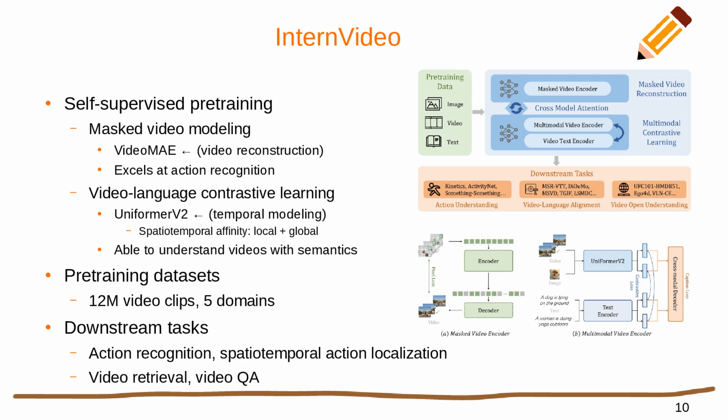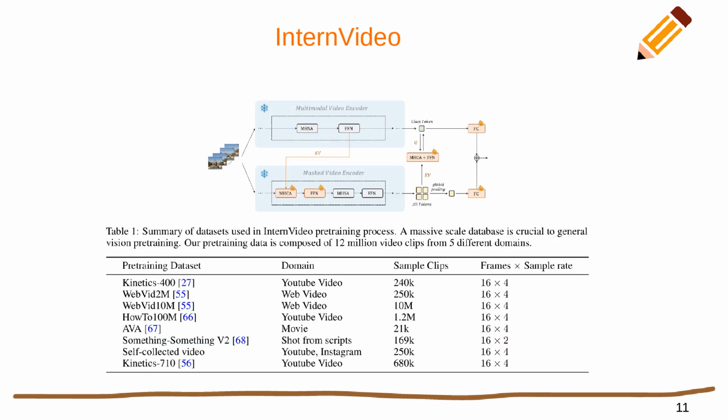Notably, the model bases the multimodal structure on the pre-trained CLIP, and it uses UniFormerV2 as the video encoder for better temporal modeling. It also adopts an extra cross-modal transformer decoder at the end of the multimodal video encoder. The dataset for InternVideo pre-training is large in scale. It comprises 12 million video clips from 8 different sources in 5 different domains.